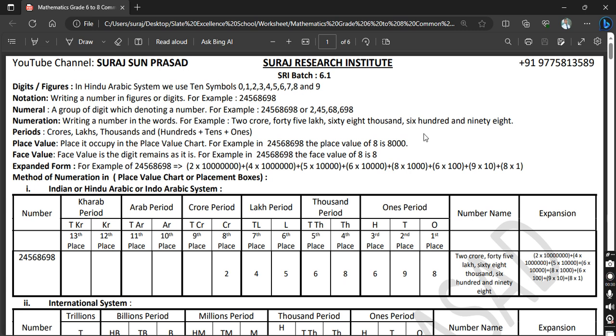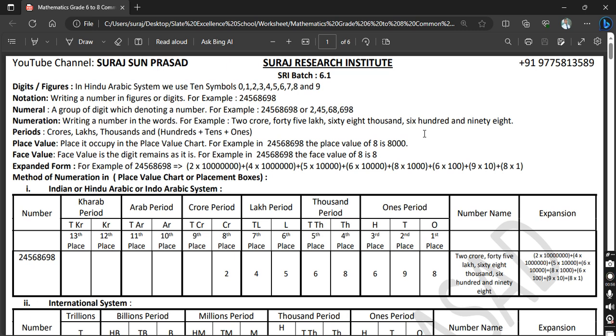In the Hindu Arabic system there are a total of 10 digits, that is 0, 1, 2, 3, 4, 5, 6, 7, 8, 9. You can count them: 1, 2, 3, 4, 5, 6, 7, 8, 9, 10. These 10 digits are also known as figures. Basically, we call them two-digit number, three-digit number, four-digit number. It comes from here only.